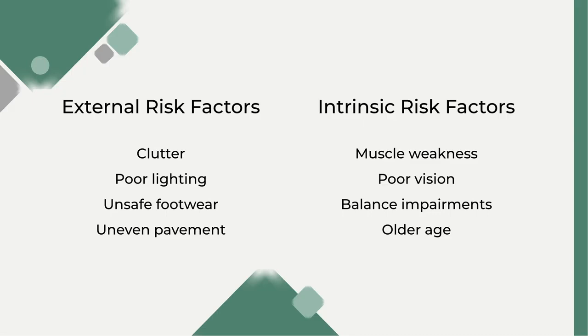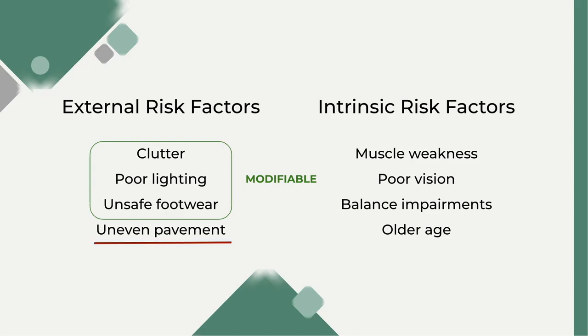If we look at the extrinsic factors, things like clutter, poor lighting, and unsafe footwear are all modifiable. So, at least inside our homes, these are things that we can change relatively easily. On the other hand, factors like uneven pavement are not modifiable. Of course, we could contact the city and ask them to fix the pavement, but that is a little bit harder. It takes more time. It's out of our control. So usually, when I'm working with my patients, I want us to focus on the more controllable, modifiable risk factors.